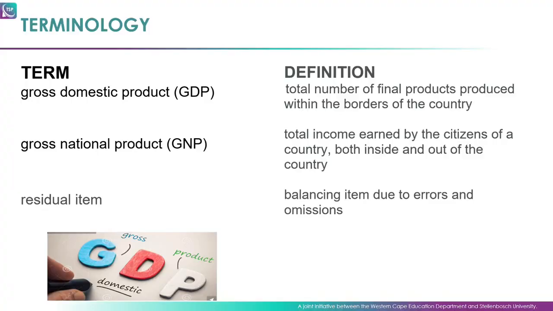Then we also have a new term which you would not have heard about before. It's known as the residual item, and the purpose of your residual item is that it acts as a balancing item due to errors and omissions, and a bit later on we will see where that residual item is actually used.